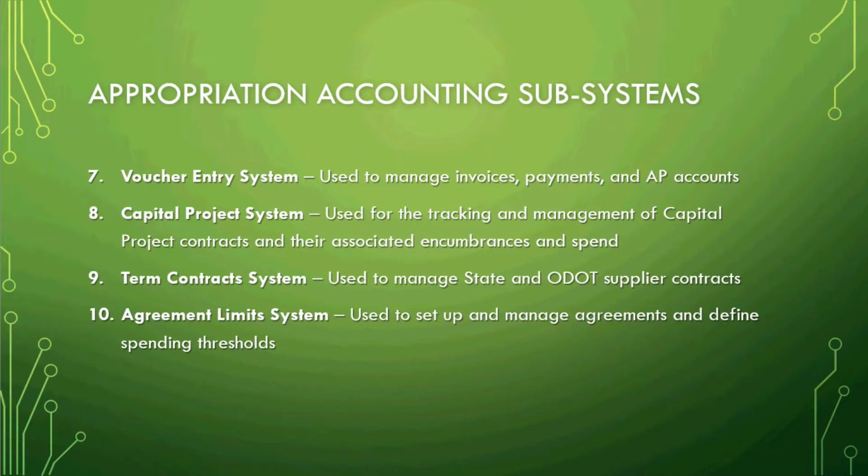Eighth, the Capital Project System. This is used for the tracking and management of capital project contracts and associated encumbrances and spend. Ninth, Term Contracts is used to manage state and ODOT supplier contracts. 10th, the Agreement Limits System. This is used to set up and manage agreements and define spending thresholds.